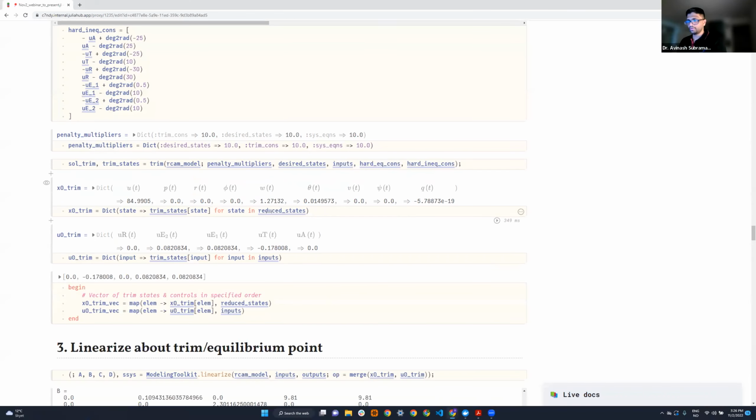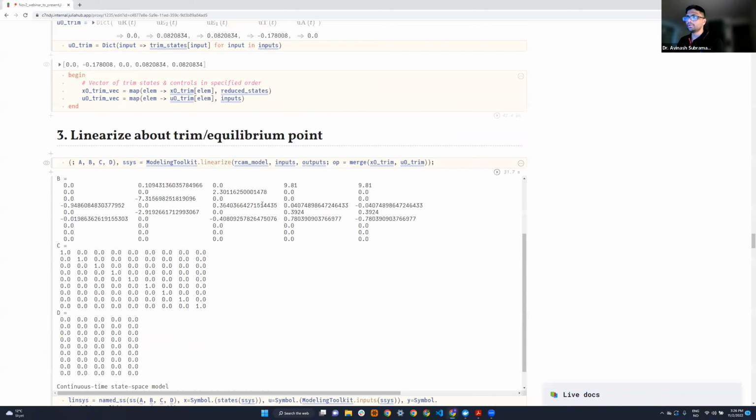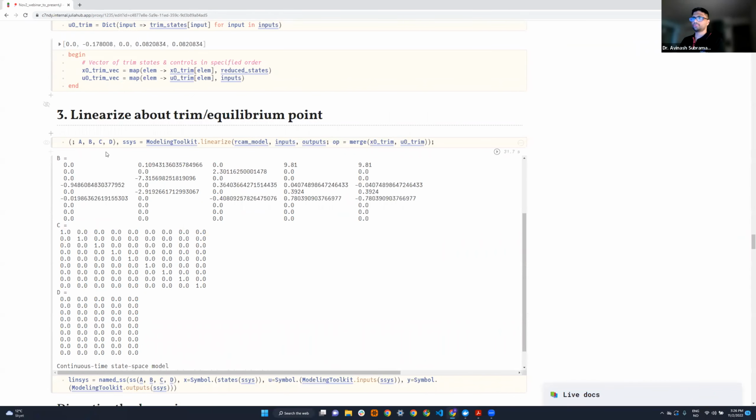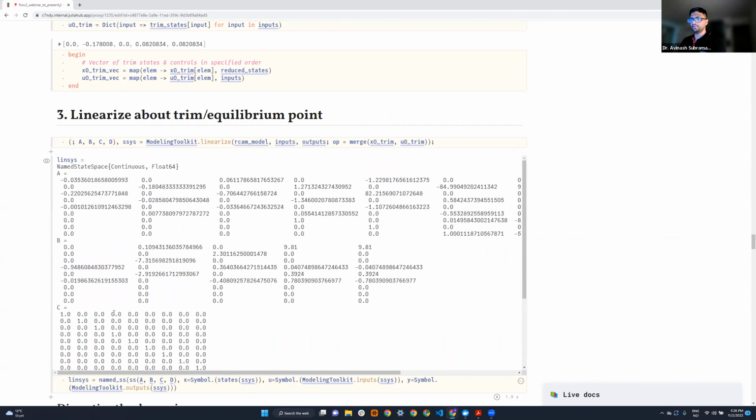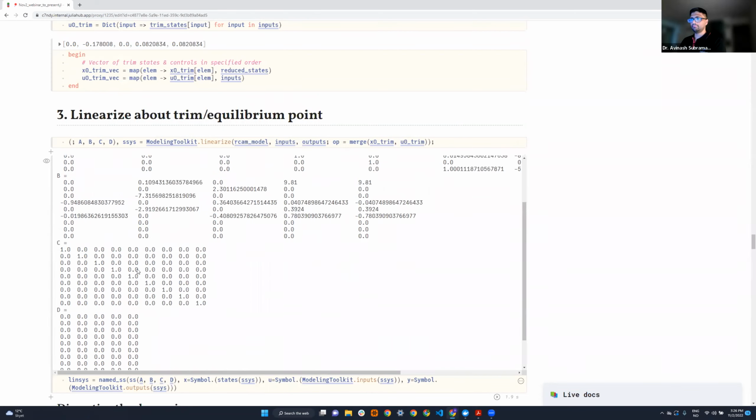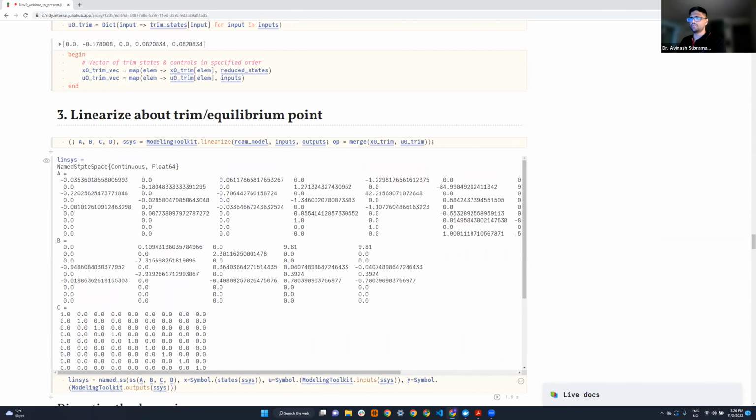So returning to the Pluto notebook. Here we see that ModelingToolkit's linearize functionality gives us these A, B, C, and D matrices. And initially, in this case, they would be continuous-time state space systems.